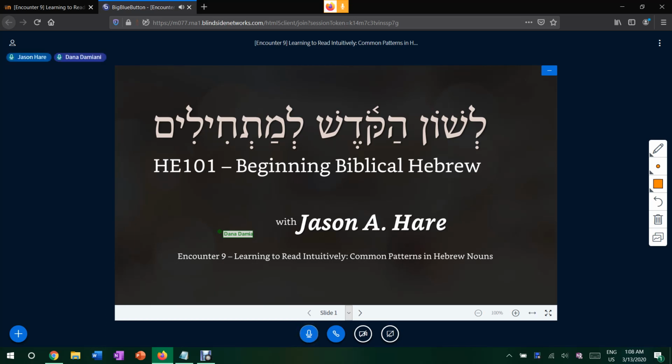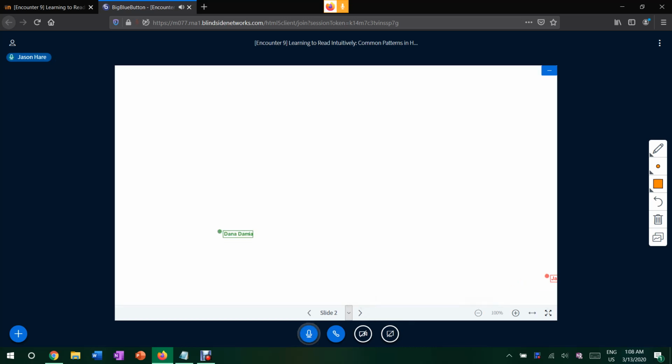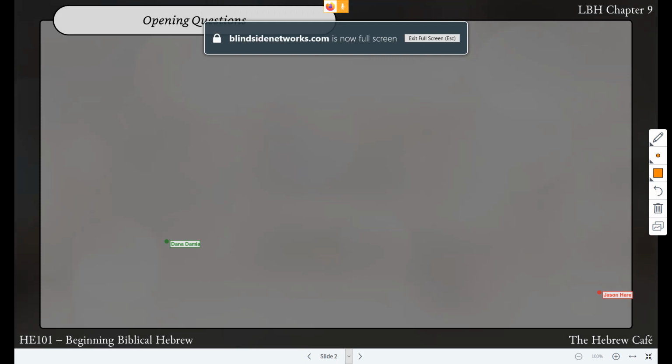We are in chapter 9 of the book. I don't anticipate this being very difficult. The last several chapters have been more intense, and this one's going to be basically kind of a review, getting an overview of the whole noun system before we move on to verbs. In the next chapter, I believe, we're looking at numbers. So in this one, we're going to get a head start on numbers and look at noun patterns and how they relate to roots.